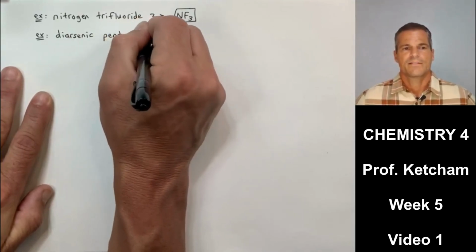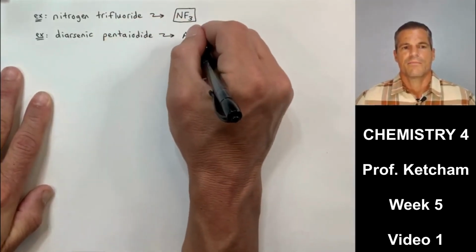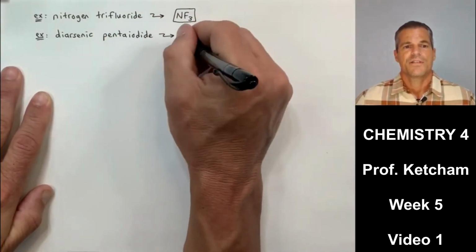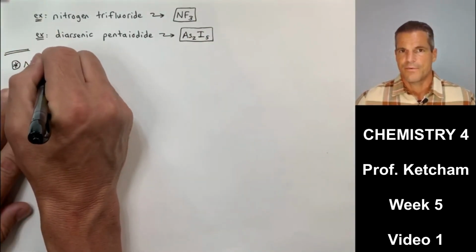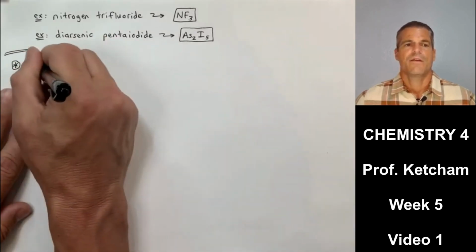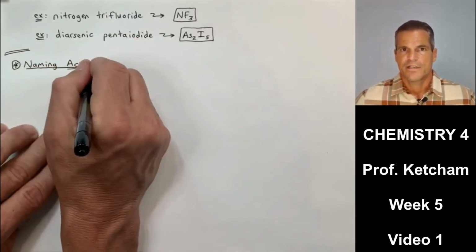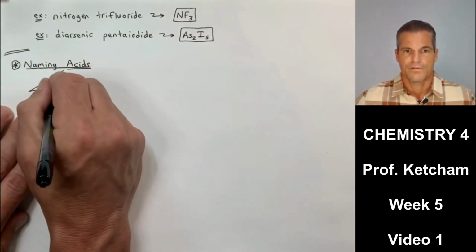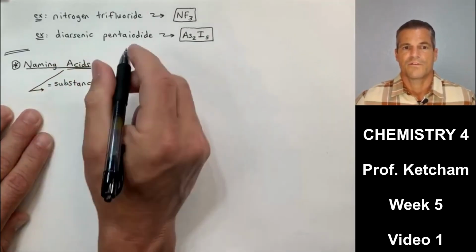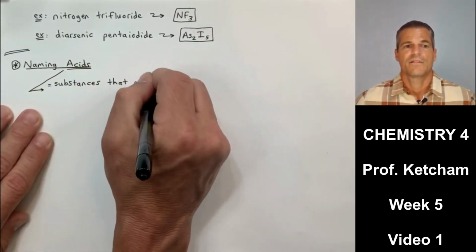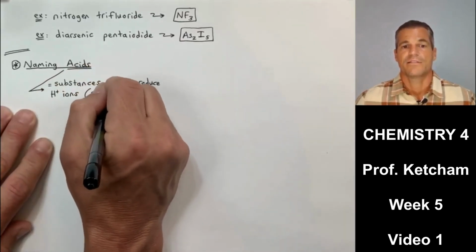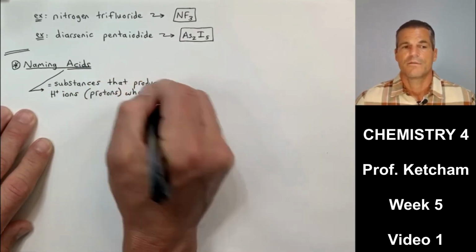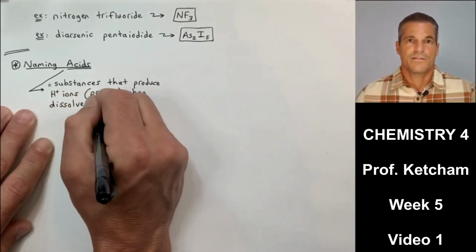All right, next example for covalent compounds. Nitrogen trifluoride, well, NF3. So this should be a very gratifying exercise here to know that this is fairly straightforward, getting the formulas for covalent compounds from the names. Diarsenic pentaiodide. Well, that's As2I5. All right, so let's talk about naming acids now.